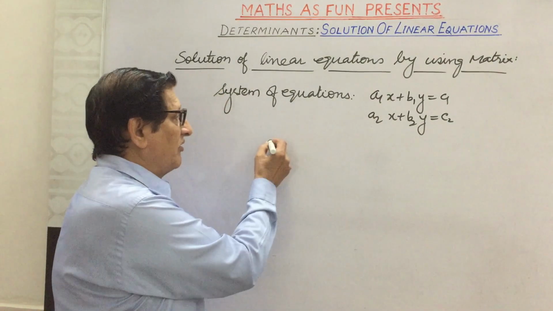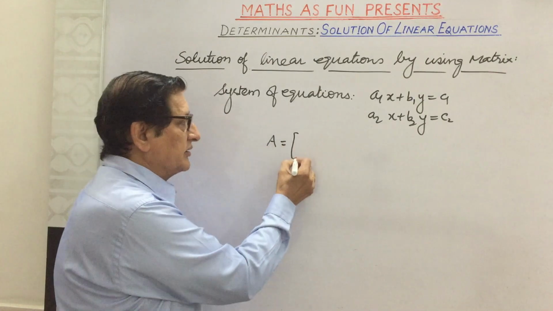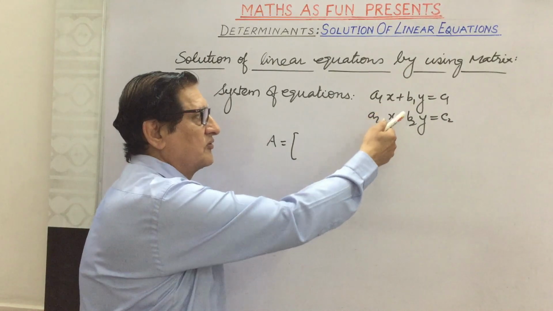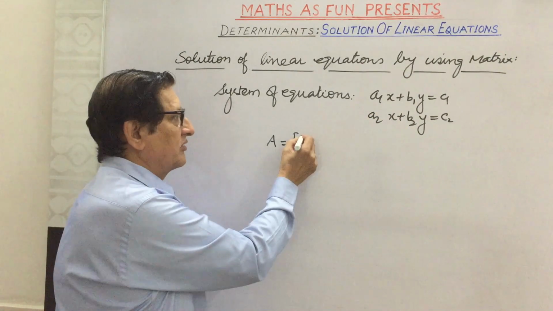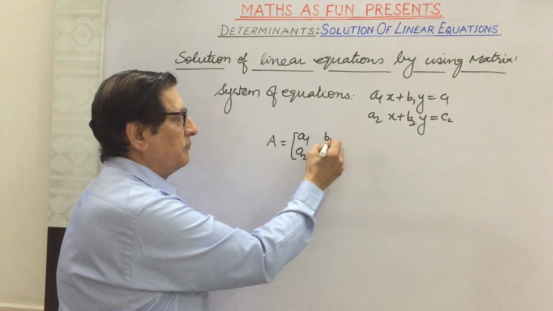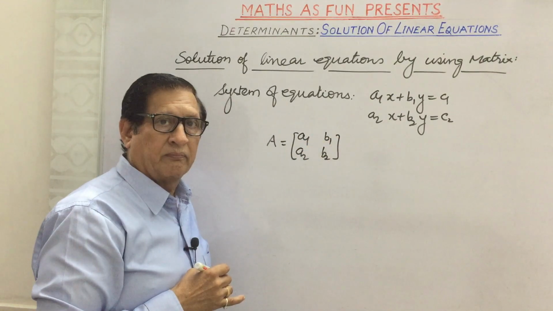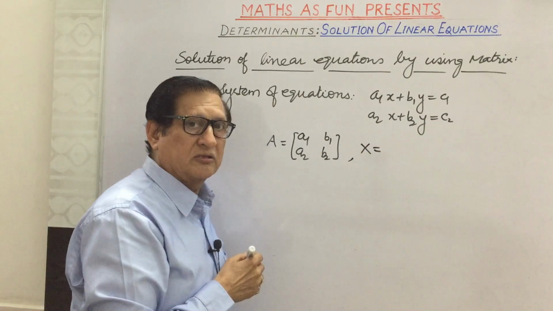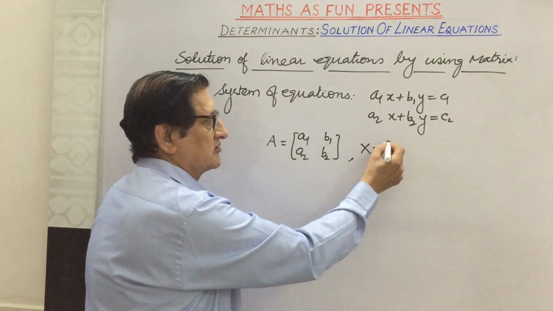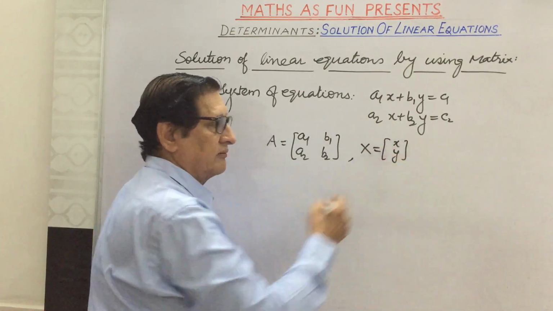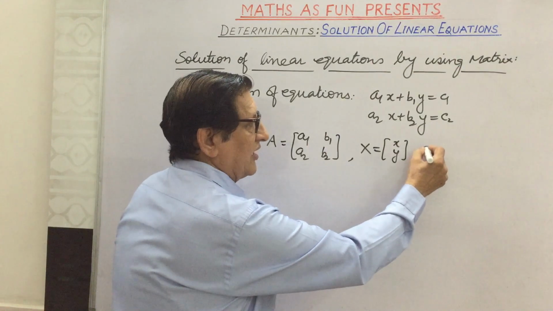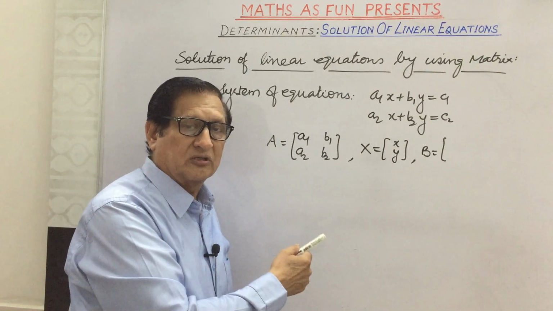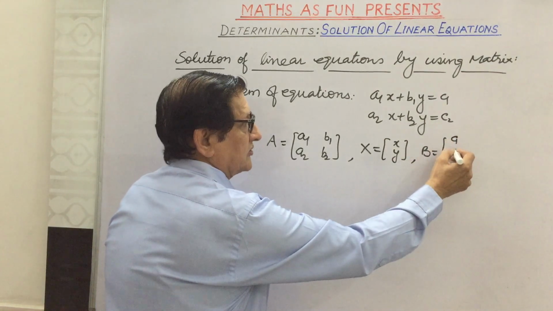Then what we do, we will make a matrix A. In that we will take the coefficients of x in the first column and the coefficients of y in the second column. That will be a1, a2, b1, b2. Another matrix, we will have a column matrix that will be represented as capital X, and in that we will have the variables. These are x and y. Another matrix, we will have B, and that will also be a column matrix, and that will be of the constant terms c1 and c2.